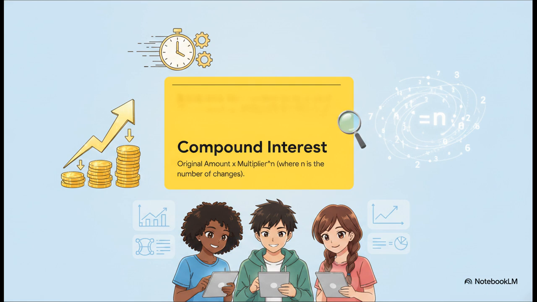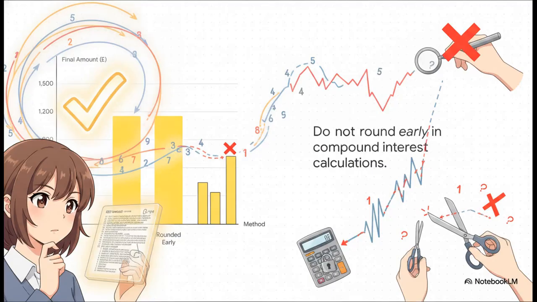That n simply stands for the number of years or the number of times the change happens. It beautifully condenses a massive 5-minute calculation into literally a single line on your calculator. But be careful, because early rounding acts like a virus in your calculations.